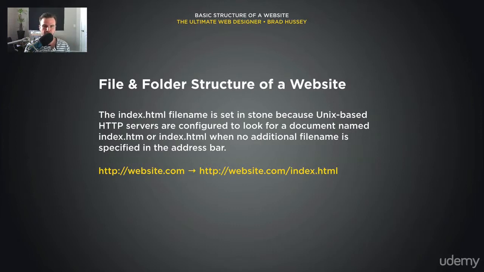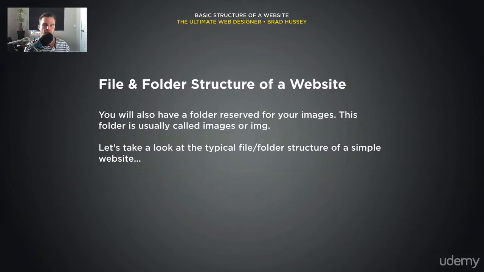So for example, if you're searching for website.com, the server will automatically look for website.com/index.html, the home page. You will also have a folder reserved for your images. This folder is usually called images or img. So let's take a look at the typical file folder structure of a simple website.